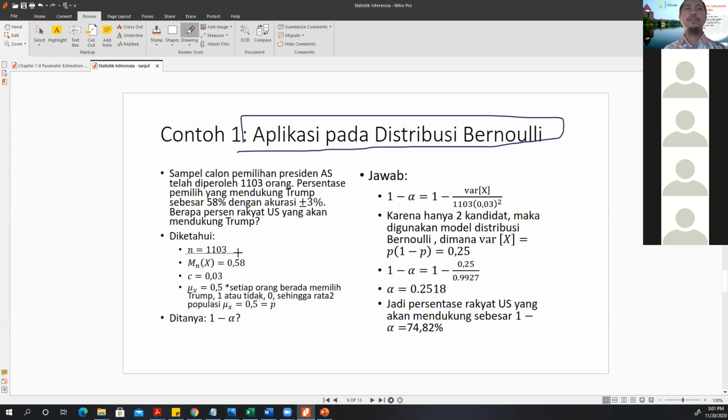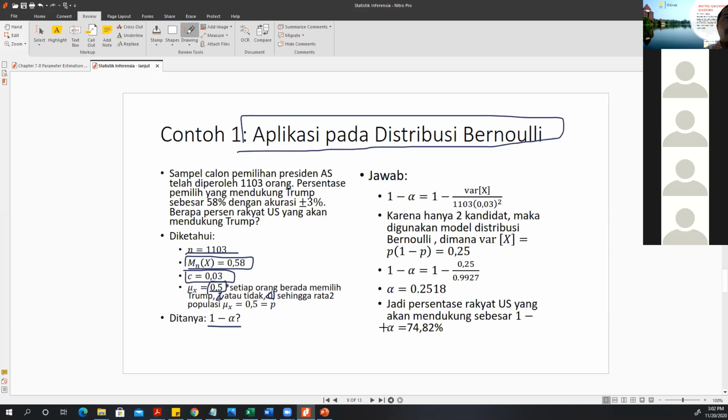Given that the sample size is 1,130, the sample average is 0.58, and the C is 0.03. The mean of X, this is the population's mean, becomes 0.5. That is because every person has a probability of supporting Trump or not supporting Trump. Supporting Trump means 1, and not supporting him becomes 0. That's why every person has a mean of 0.5.